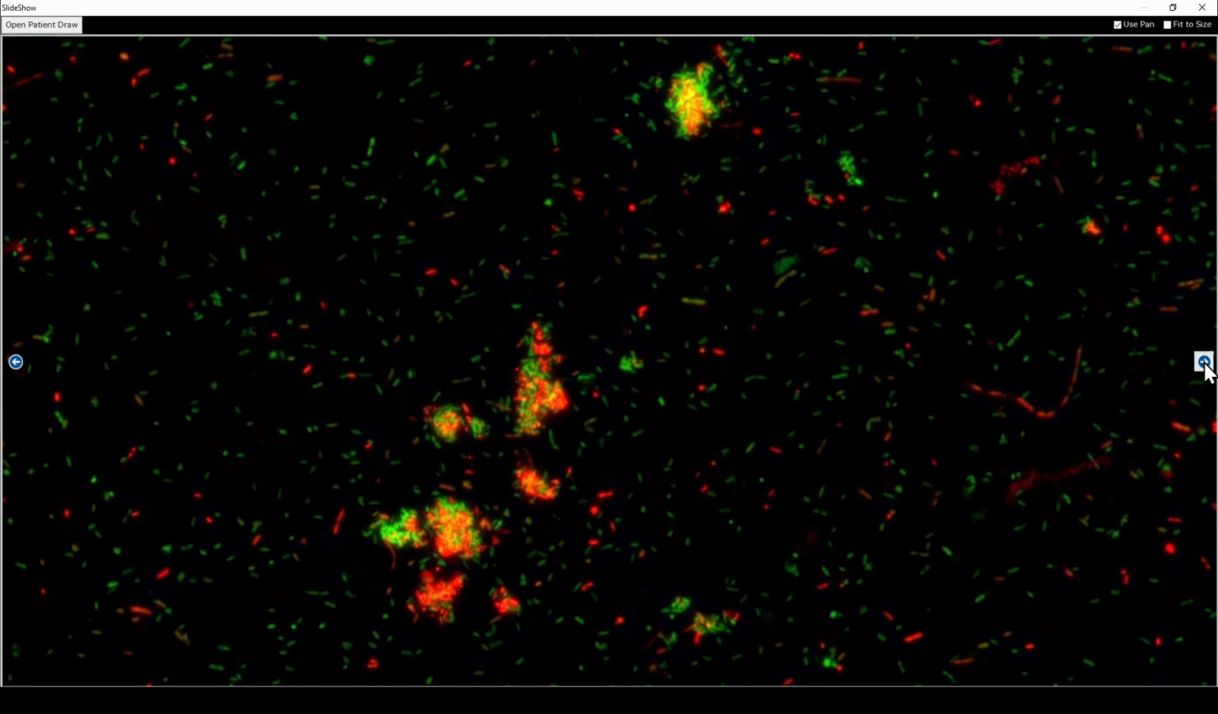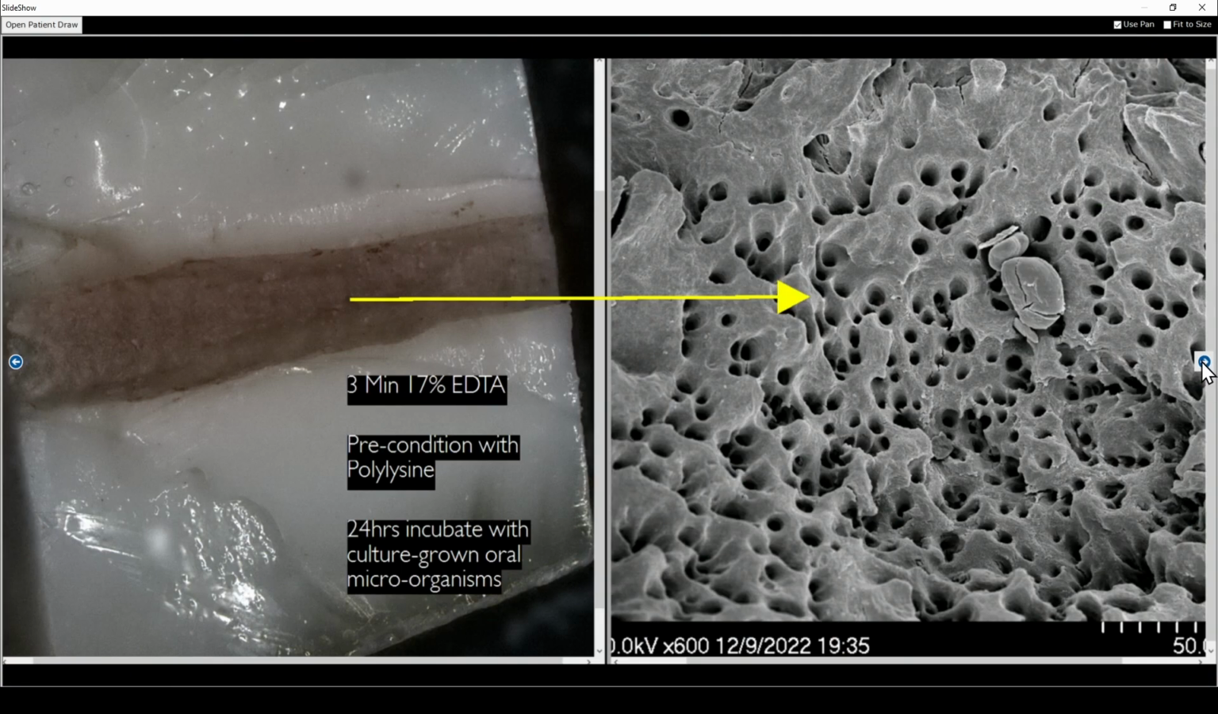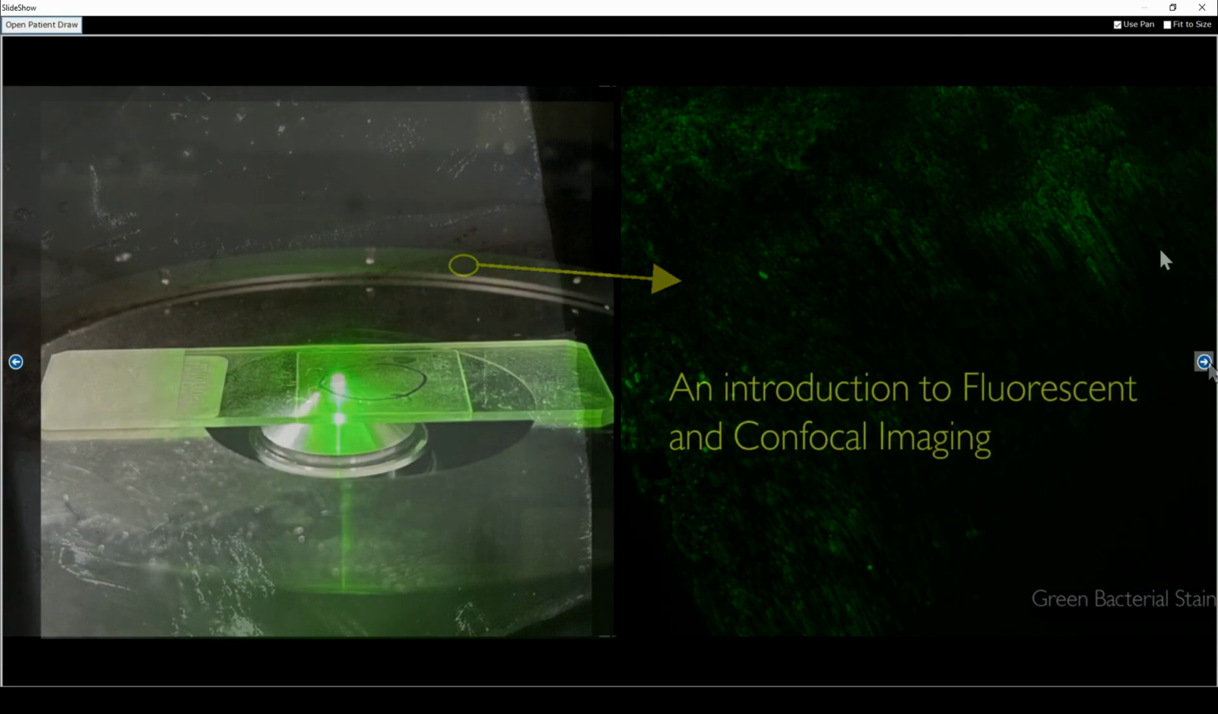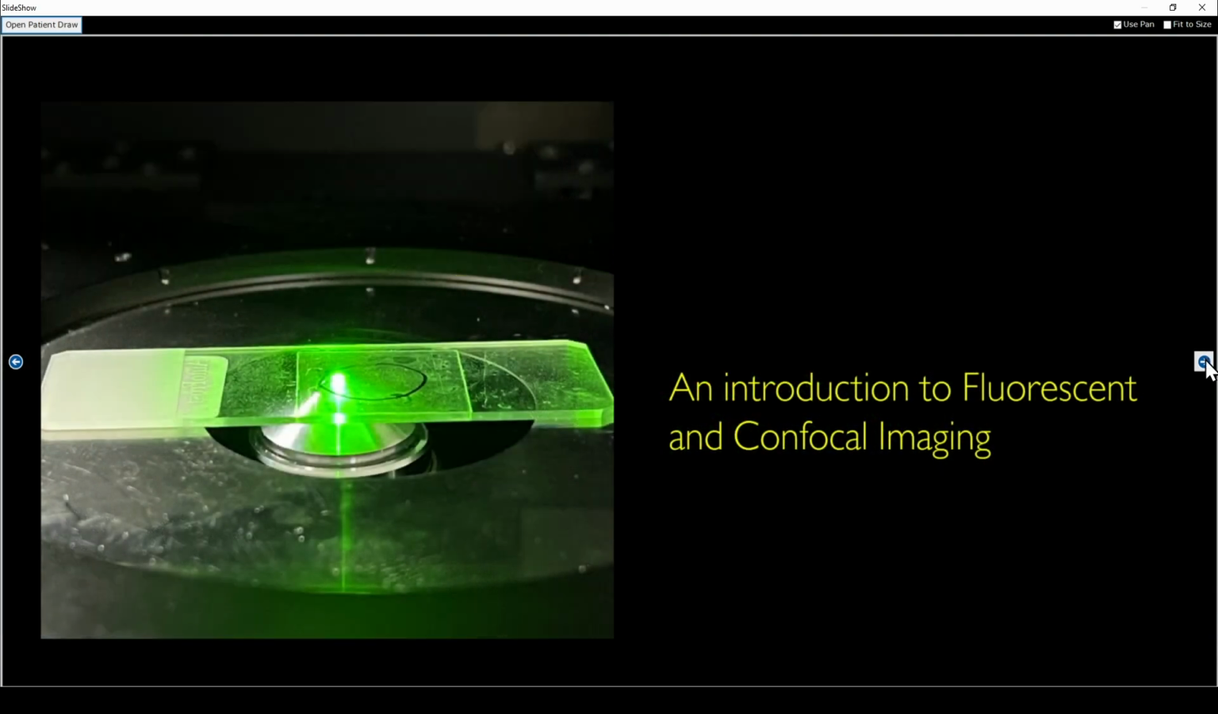And these are from our live dead stain on our broth. Then we take these dentin samples and put them under the electron microscope. But first we do some confocal imaging to make sure that a biofilm is actually present. This is the green bacterial probe that we used here, and this is the fluorescent microscope view of that. You can see the canal is completely filled with a biofilm.